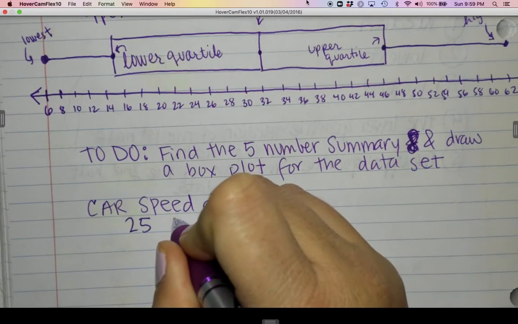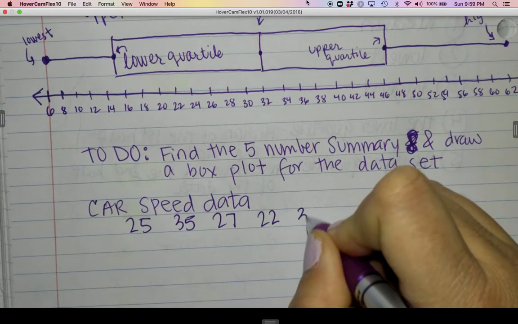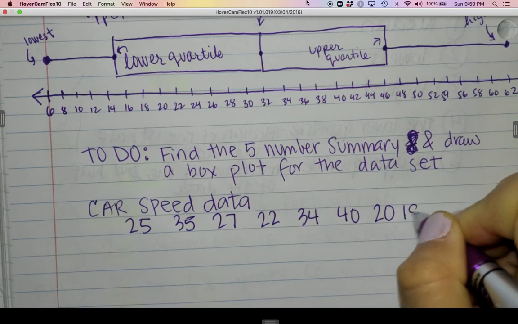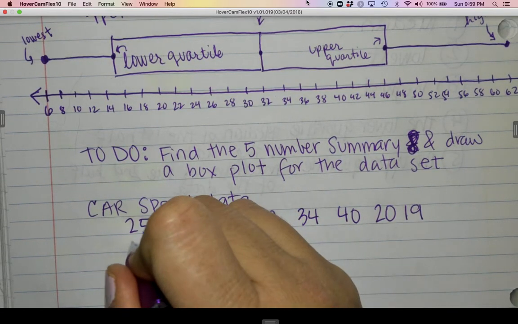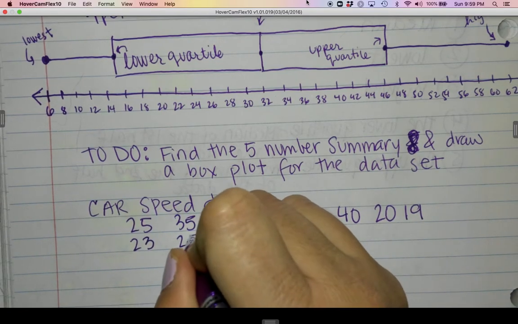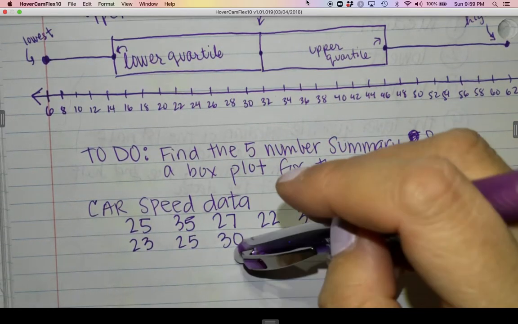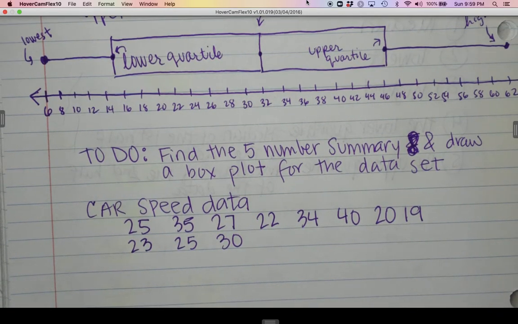25, 35, 27, 22, 34, 40, 20, 19, not 2019 together, they're two separate numbers, 23, 25, and 30. So that's 1, 2, 3, 4, 5, 6, 7, 8, 9, 10, 11 pieces of data. Oh, I just made it real easy for you by not having you do a mean to find the median. That's okay.